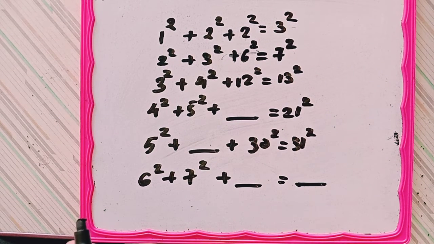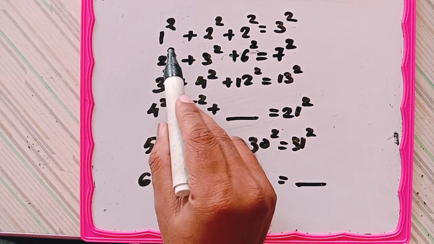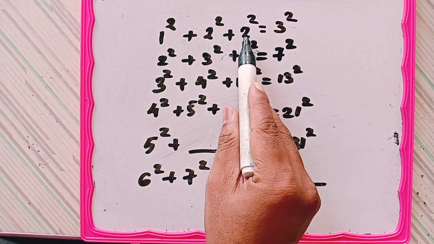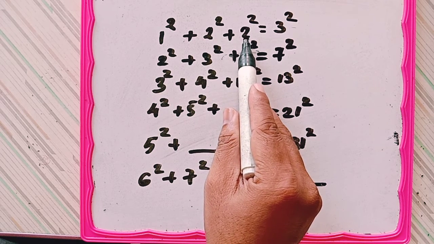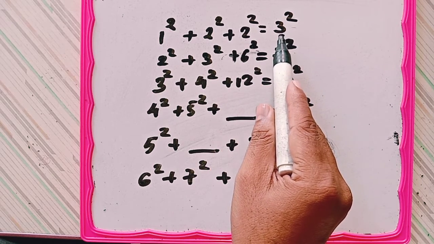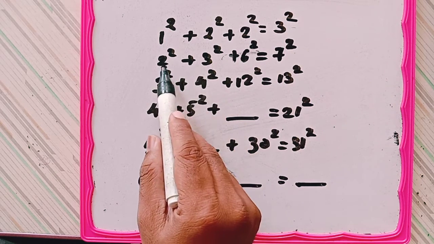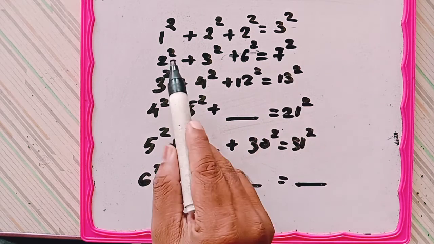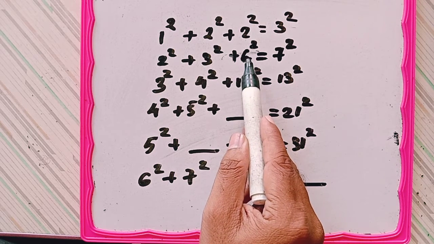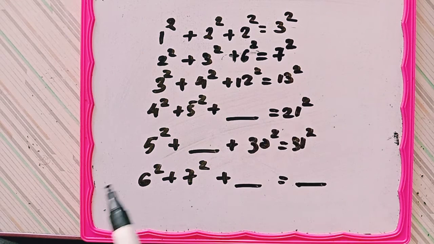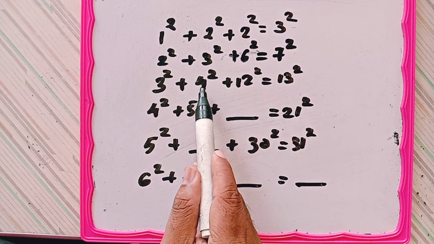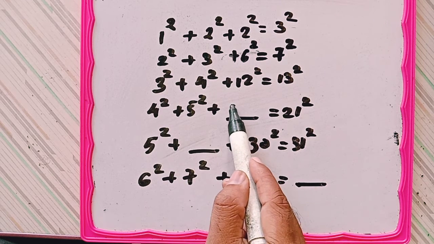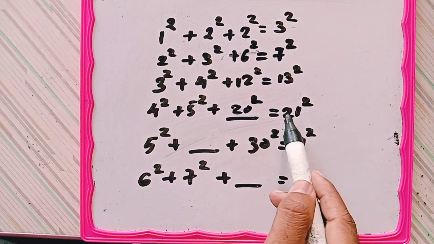The next is, observe the pattern and fill in the blanks. So 1 square plus 2 square. So we can see 1 2s are 2. So 2 square is given here, and 2 plus 1 we do, then we are getting 3 square. Here 2 square plus 3 square, so 2 3s are 6, square is given, and 6 plus 1 we do, 7 square. So the first two numbers are multiplied and the result is squared, and in the third number 1 is added and the answer is returned. So here 3 4s are 12, so 12 square, and 12 plus 1 is 13 square.